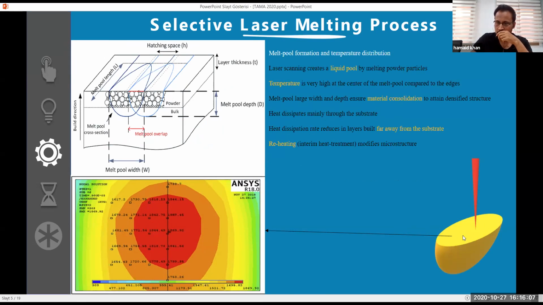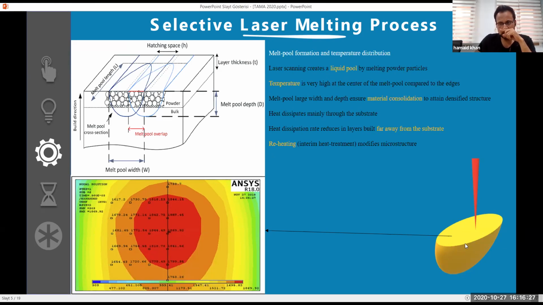The center of this is going to be very hot, obviously, because it contains the melt pool, so at the center the temperature will be very high. And near the edges, the temperature is going to be lower. As you can see in this diagram as well, the temperature at the center is very high, like 1869 Kelvin. And as you move away, the temperature is reducing.